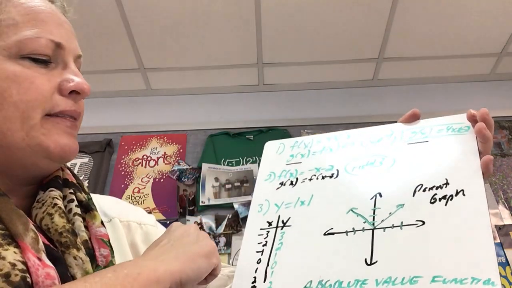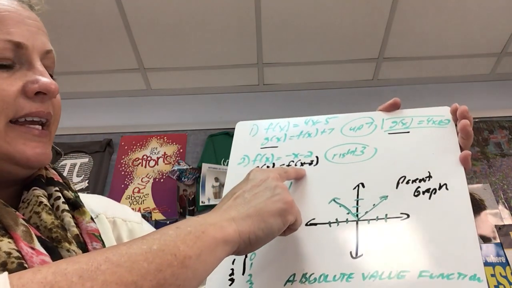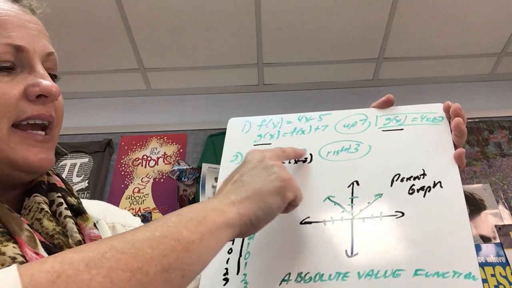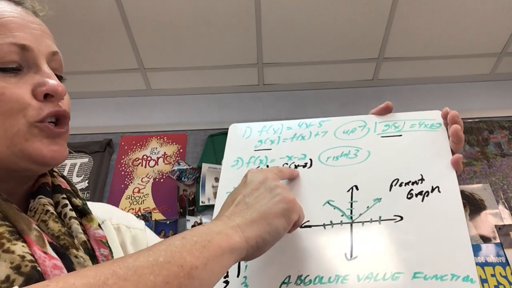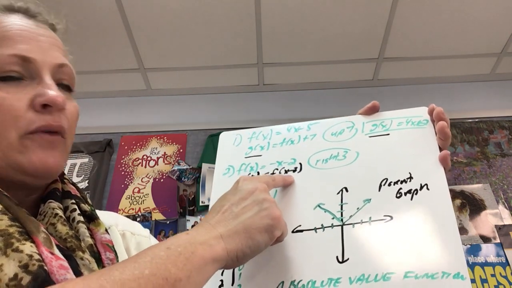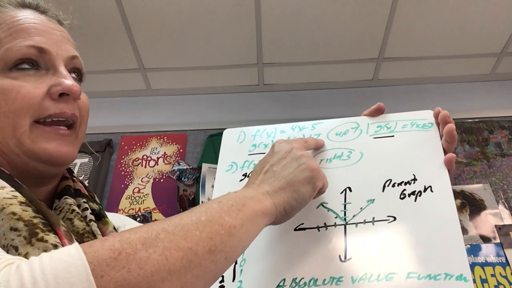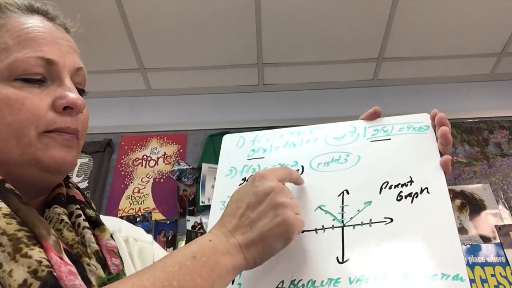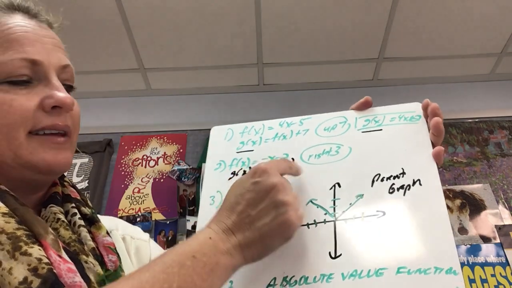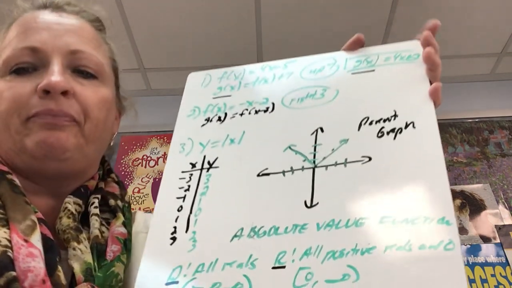Okay, in this one, what this is saying is just a reminder that you're going to translate it right 3. Remember, a number added or subtracted: added means up, subtracted means down. A number with the x is the opposite. This would move right 3.